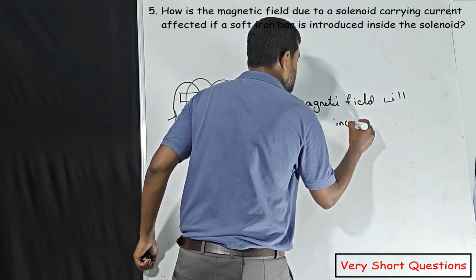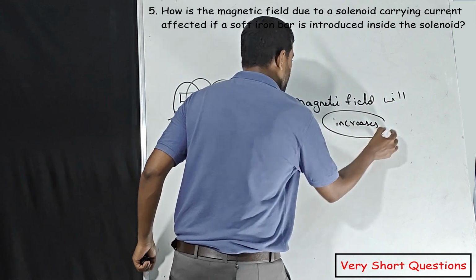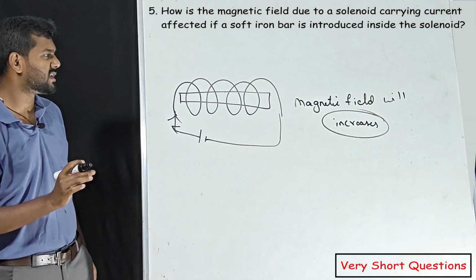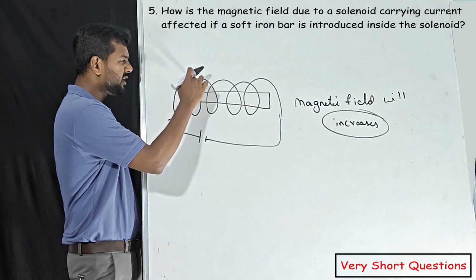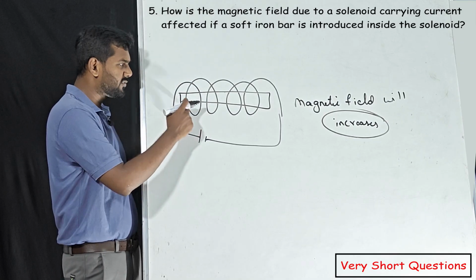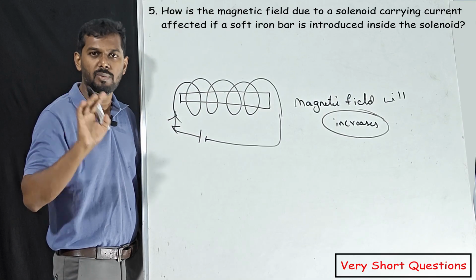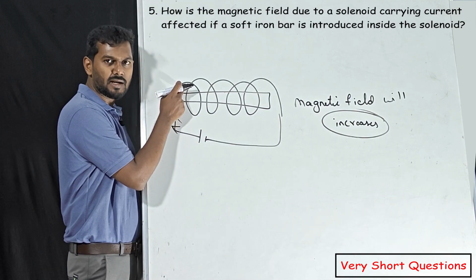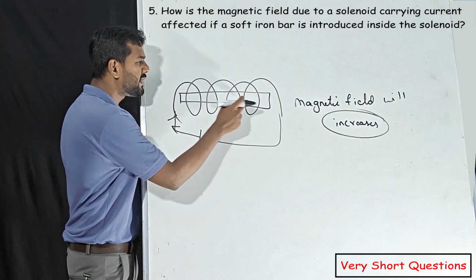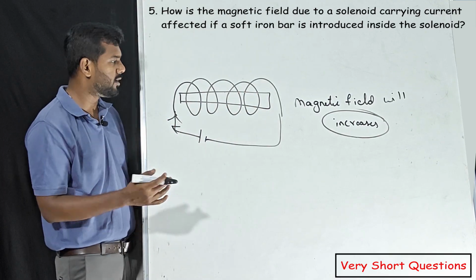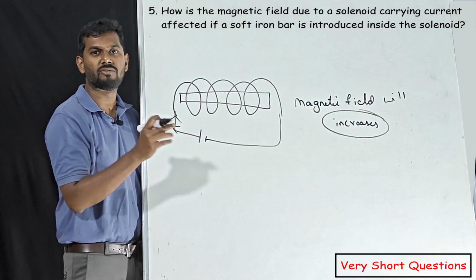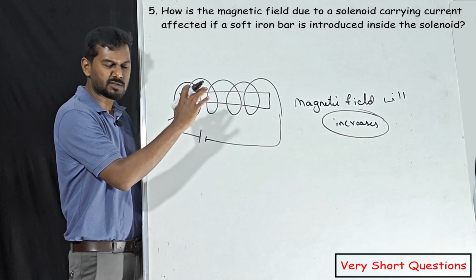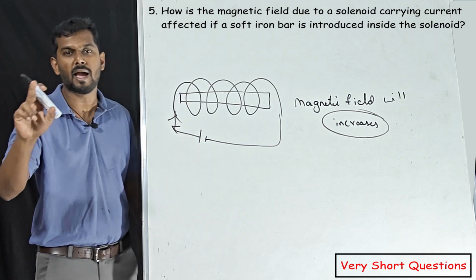Will increases. Why? Here they are not asking why, but we have to know the reason also. Very simple. Because of this solenoid, the current is flowing through it, so a magnetic field will be generated, correct? That magnetic field magnetizes this soft iron. Why? Because whenever there is a current, it produces a magnetic field, and the soft iron is a magnetic material.